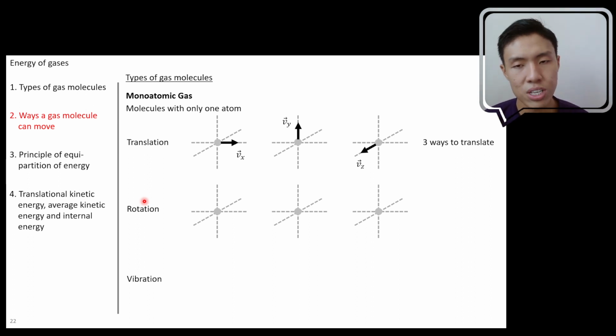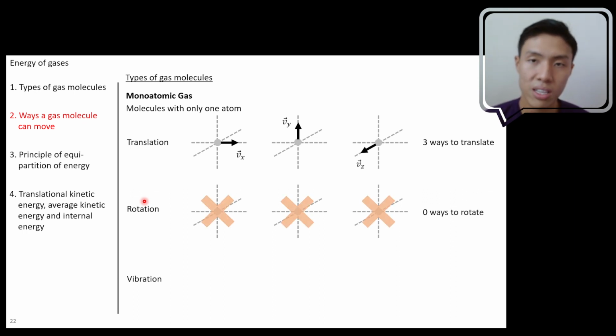So for this kind of rotation, actually it cannot store any kinetic energy inside. Therefore, technically we can just say we have 0 ways to rotate, because all these ways that we mentioned earlier, technically they won't store kinetic energy inside. That's the easier way of imagining it. They cannot store energy inside because you don't see any significant motion of the gas molecules.